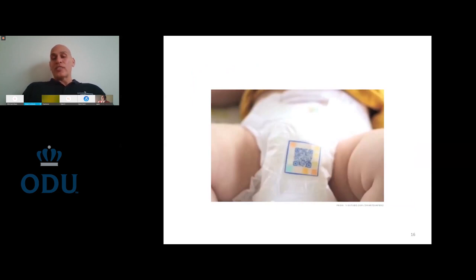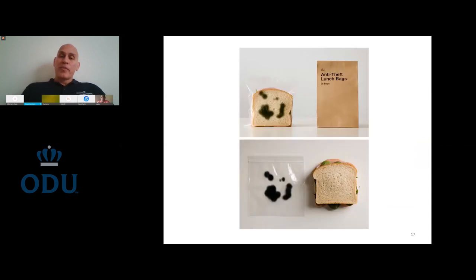What you see in the front is a urine analyzer for babies. The colors tell what type of illness the baby may have from the urine, and the QR code, when you point at it and take a picture, immediately connects with the doctor's office, and the doctor gets the data on how the baby is doing.